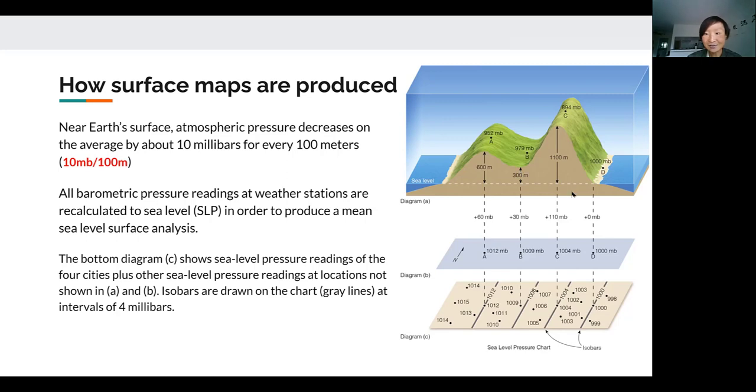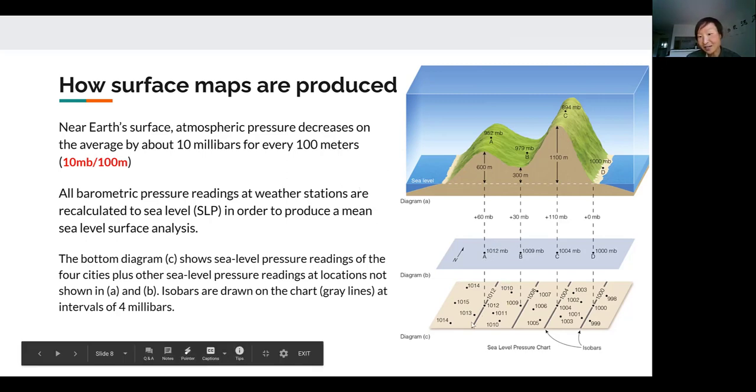Okay, and so on and so forth. Just remember, as long as you go up, air pressure decreases. So if you go down, air pressure should increase, right? So this is the average rate: every 100 meters you go down toward sea level, pressure increases 10 millibar. And then when you have those readings, you just connect the dots with the same readings, okay?